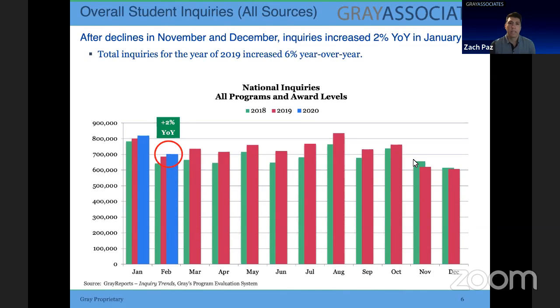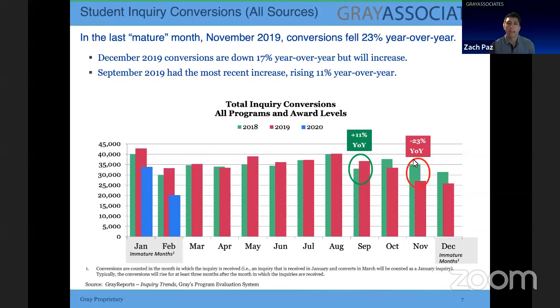In addition to inquiries, we also track conversions. And in this case, a conversion is any inquiry that makes it to the next step. So that would be an application or even further than that. Typically what we find is that it takes about 3 months or more for a conversion to mature. In this case, we're comparing the conversions that happen when the inquiry came in, and we're counting the conversion in that same month.